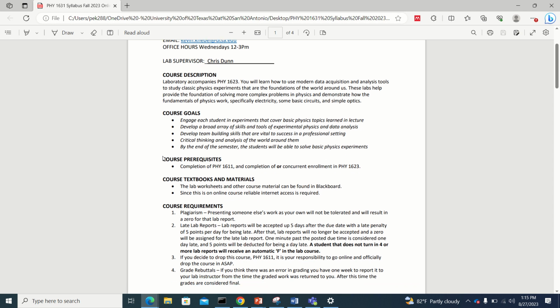The next thing that we want to do is develop some team building skills. So this year UTSA is moving to Canvas. I know this syllabus needs to be updated. It may say Blackboard in some places, but we're moving to Canvas. So what I've done is I divided you all into groups. You could go into the people section and check your group number.